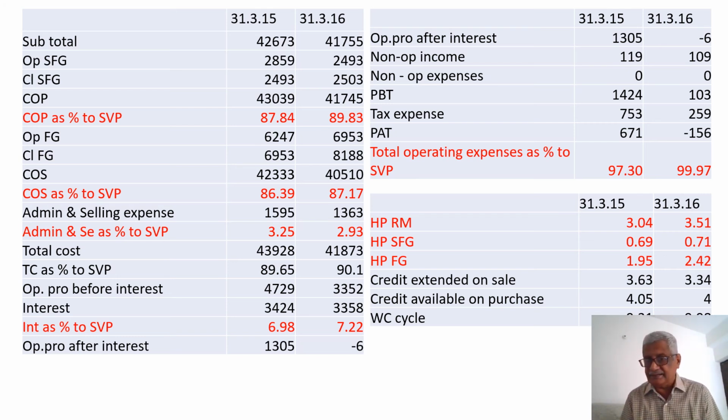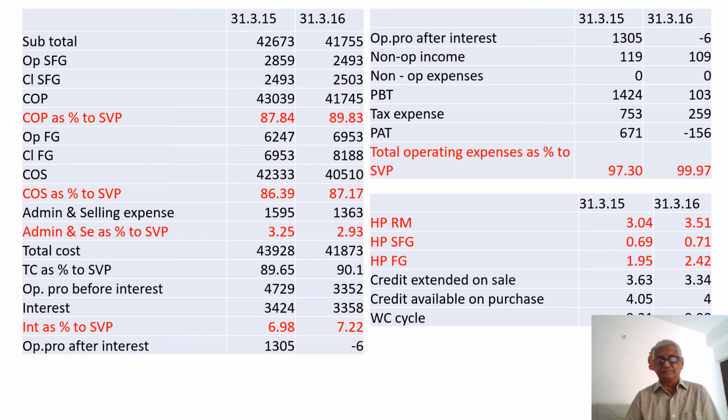Now, when you look at the last one, the total operating expenses as percentage to SVP, which was 97.3% during the period ending 31/3/15, had increased to 99.97 on 31/3/16. That is the main reason for the company incurring a loss during the period ending 31/3/16, which is the fuel adding, the revenue from income also substantially reduced.